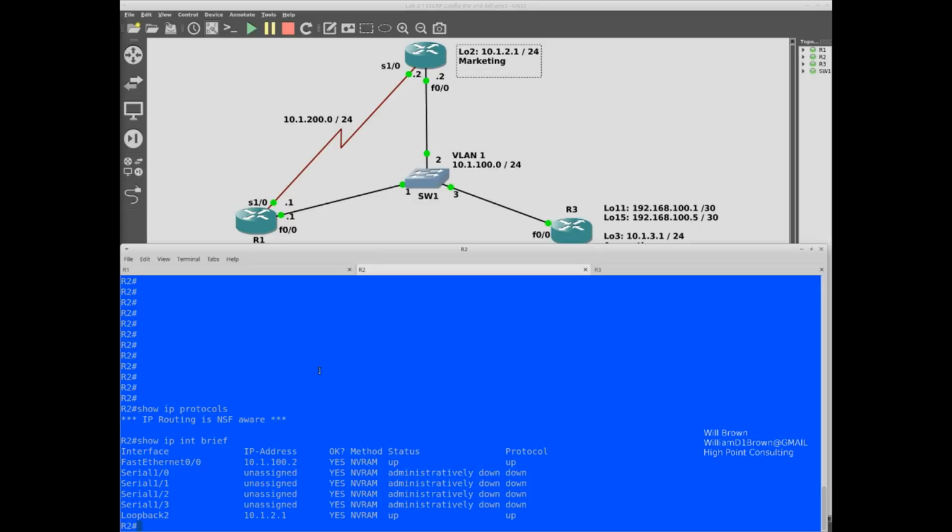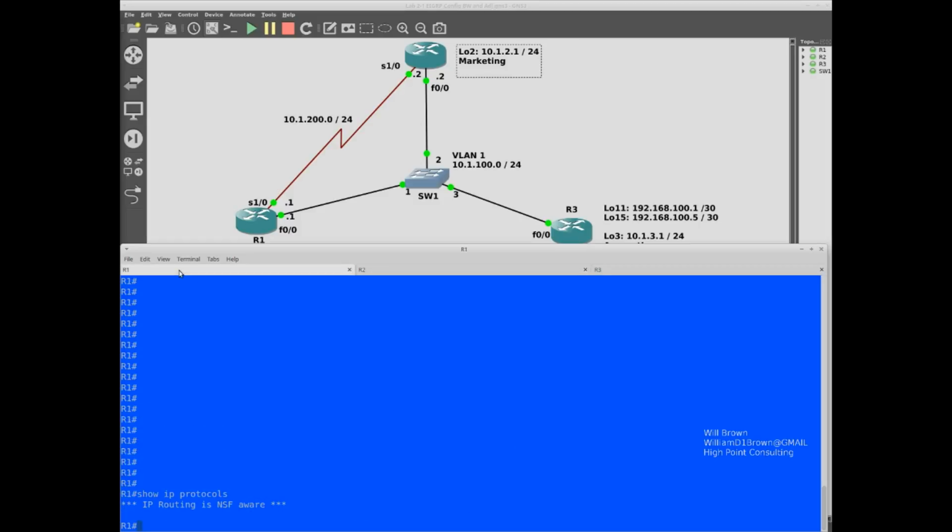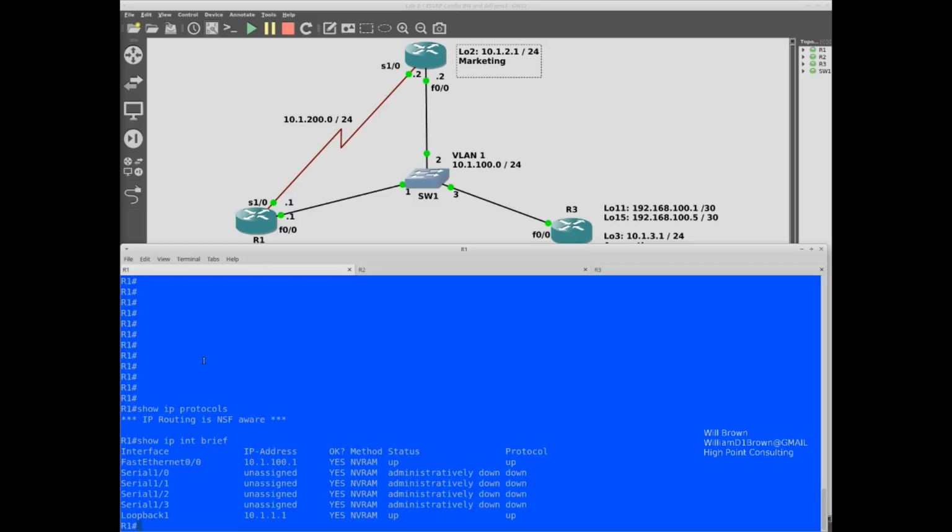The other thing we're going to see in this is that because it's a broadcast network, there is a particular feature of EIGRP that we'll see when we look at the neighbor relationship, which we won't see when we look at the neighbor relationship on the serial. I'll make sure to point that out. So we're good there on router 2, and show IP interface brief on router 1, up and up.